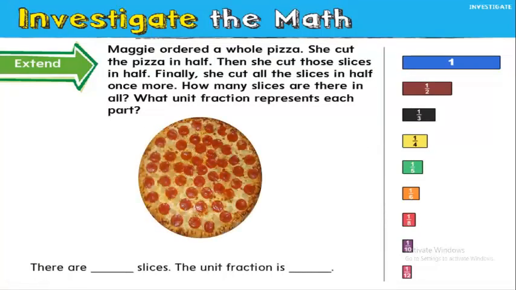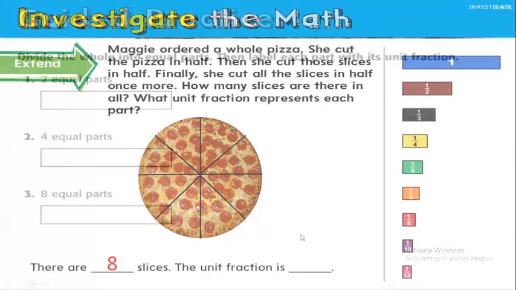One pizza. Maggie divided it into two halves. So here we have 1, 2, 3, 4, 5, 6, 7, 8. So we have 8 slices. So the unit fraction will be 1 over 8. We can read it as 1/8.